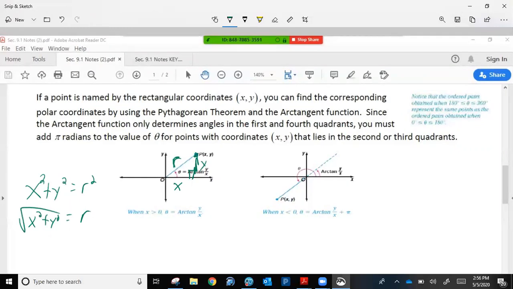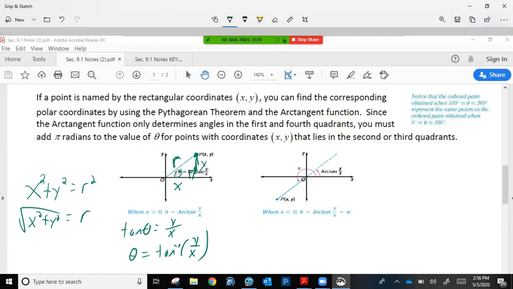And if we want the angle, theta, if I know the opposite side is y and the adjacent side is x, well, tangent uses opposite over adjacent. Tangent of theta is y over x. So the angle is the inverse tangent of y over x.